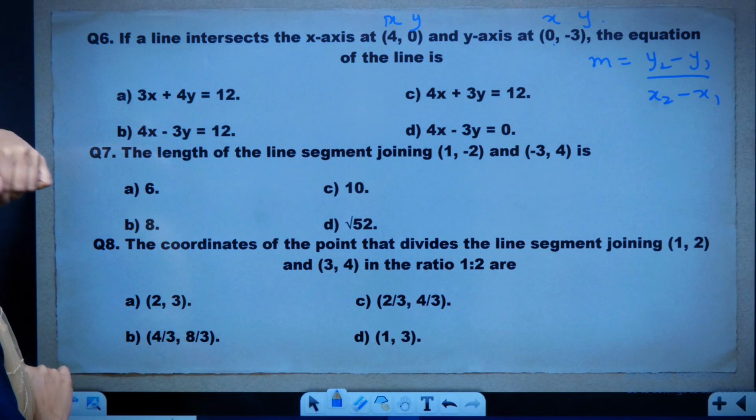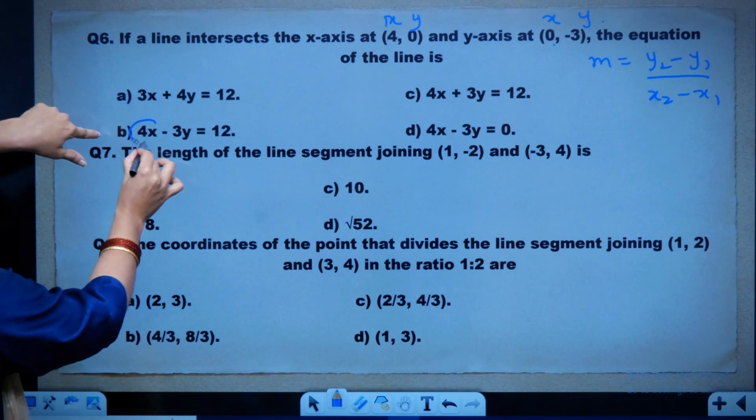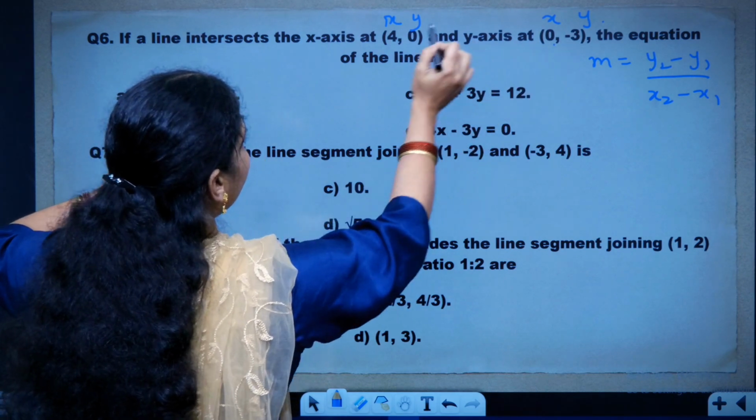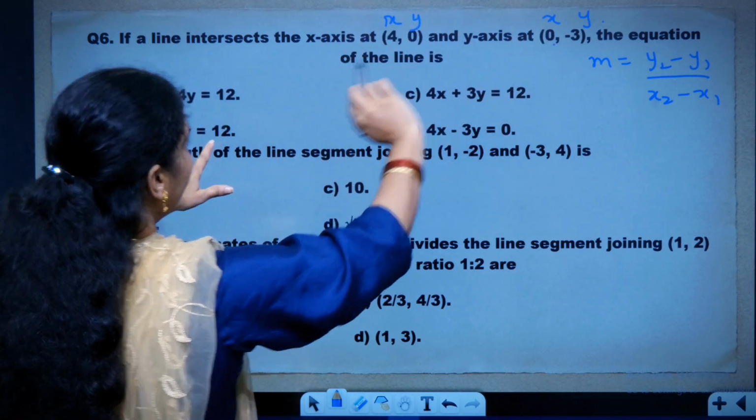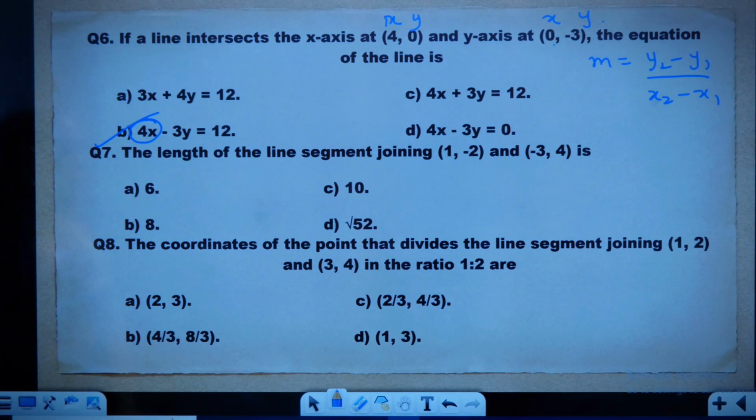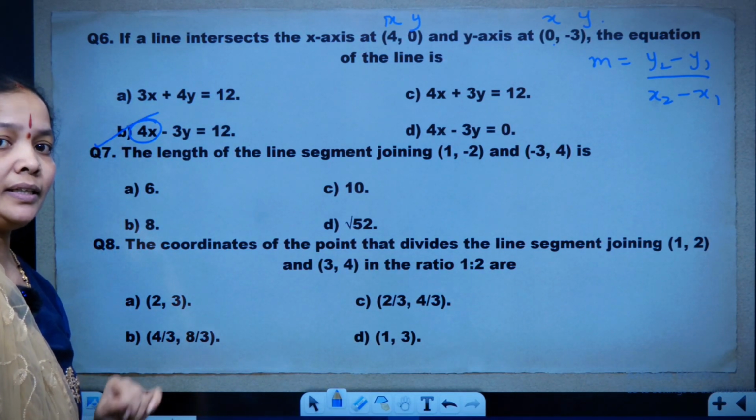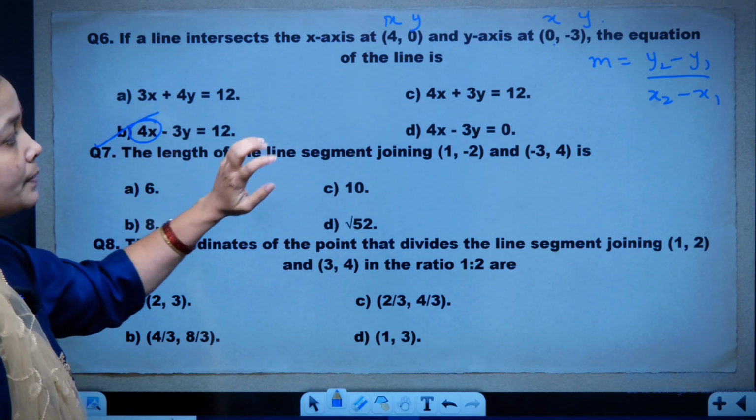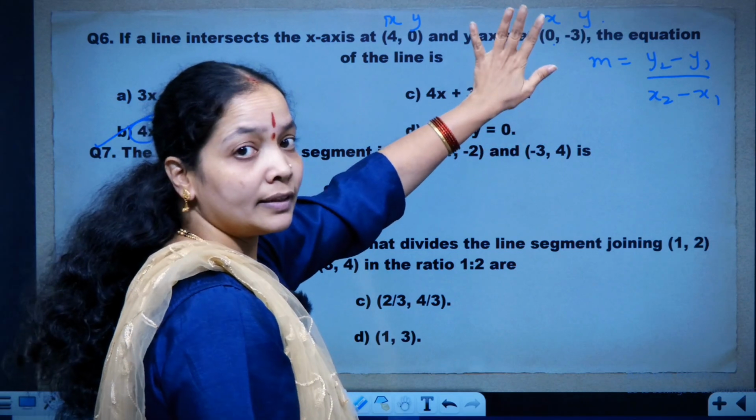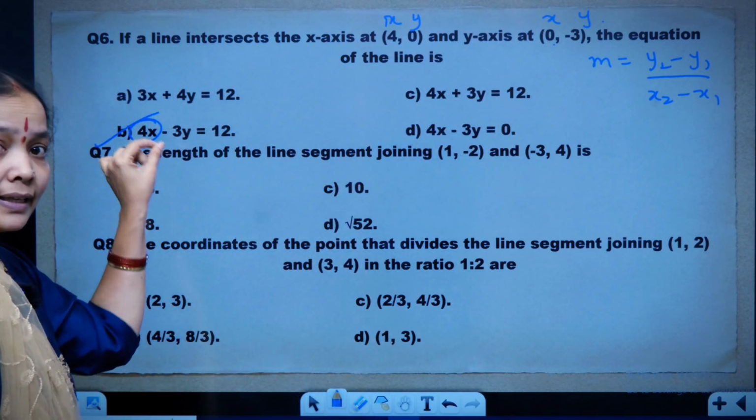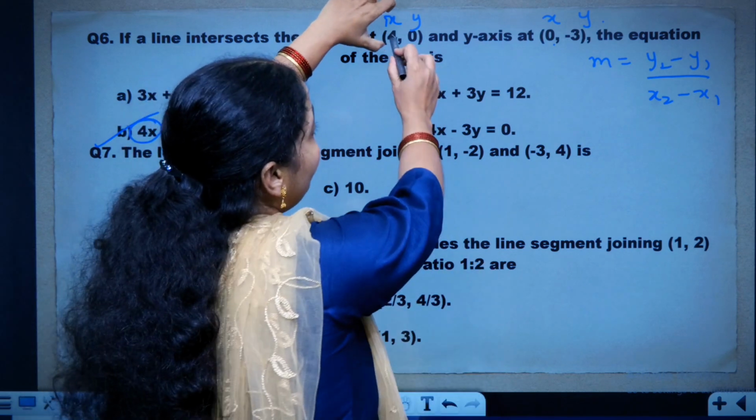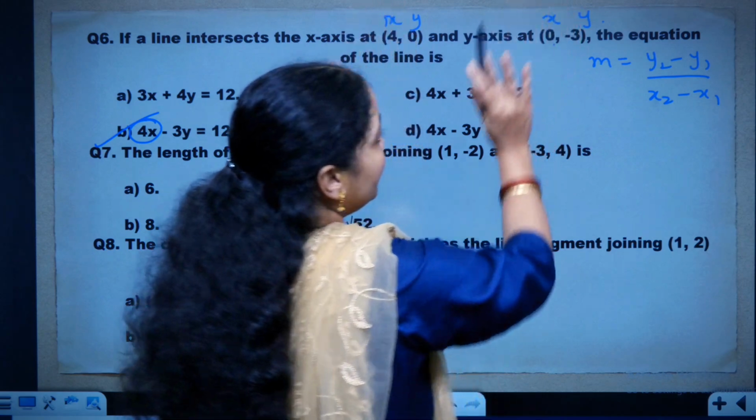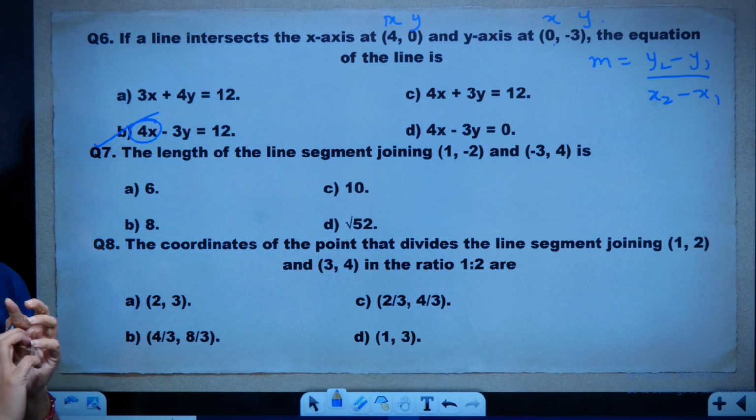Here I have negative 3. So 4 into x and negative 3 into y is equal to the product of x into y, that is 12. So option B, which is 4x minus 3y equal to 12, will be my right answer. Many confusing options like 3x plus 4y is 12, 4x plus 3y is 12, will be wrong. Consider the direct answer. Multiply the known x component with the y, and the known y component with x, product of x and y. That will give you the right answer in this question.